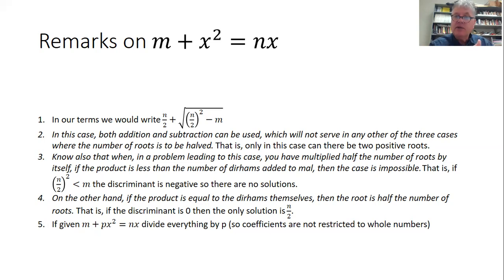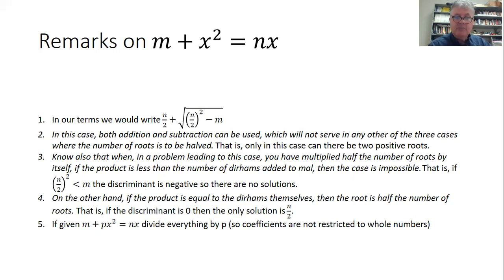So we know that that can't be negative. And he actually makes that comment there. Know also that when in a problem leading to this case, you have multiplied half the number of roots by itself, if the product is less than the number of dirhams added to the mal, then the case is impossible. So that is, if n over 2 squared is less than m, we would say the discriminant is negative and there are no solutions.